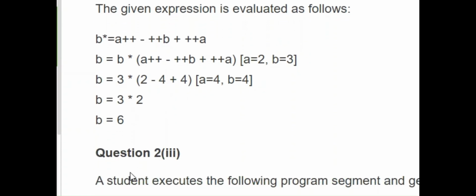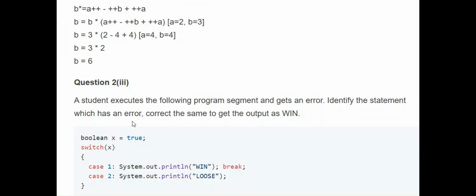Now next question. A student executes the following program segment and gets an error. Identify the statement which has an error. Correct the same to get the output as win. Here given boolean x equal to true. Switch x given. Now switch x, this is your boolean. Switch case does not support boolean and double data type. So this statement is wrong. This is your error.